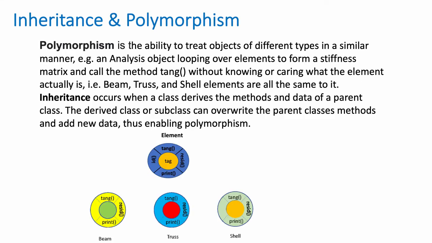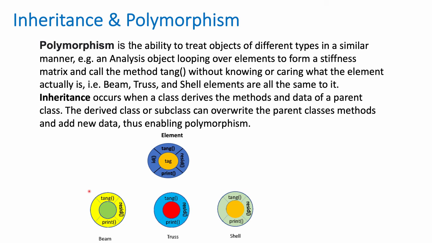Other things, so let's talk about inheritance and polymorphism. Polymorphism is the ability to treat objects of different types in a similar manner. For example, an analysis object in a finite element program would loop over all elements, asking them for their tangent matrix. The analysis object does not care what type of element it is, all it wants is a tangent. It doesn't care if it's a beam, a truss, or a shell. The ability to treat all of these types of objects as the same is what polymorphism is.